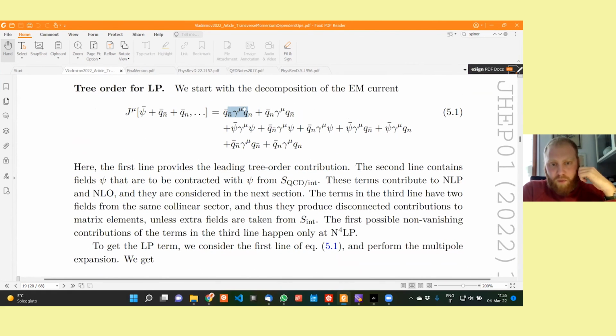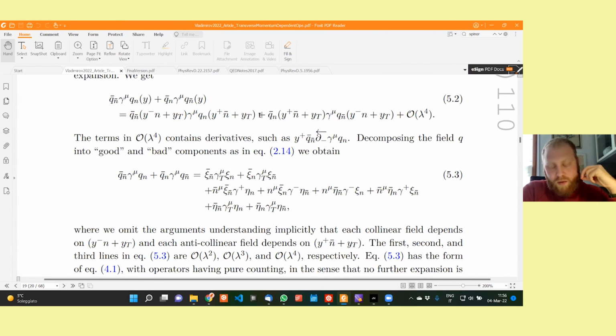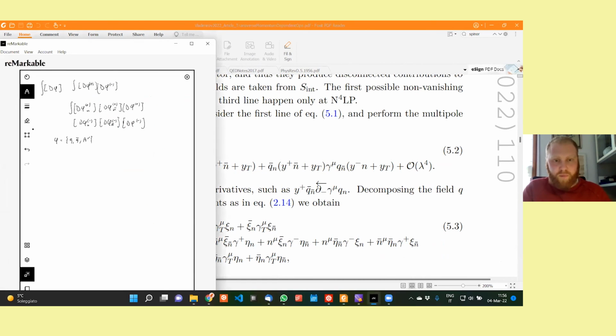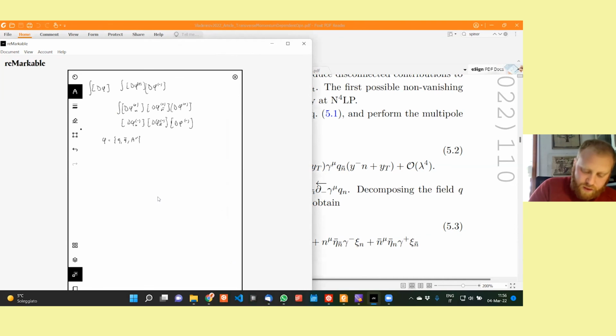So if you want to isolate the leading power from this, you have to expand these fields. So let me just give you a very rough idea, and I think I will go 5 minutes longer, but please forgive me. So let's take just one of the fields. Let's say we have Q of n bar that depends on y. You can write it.